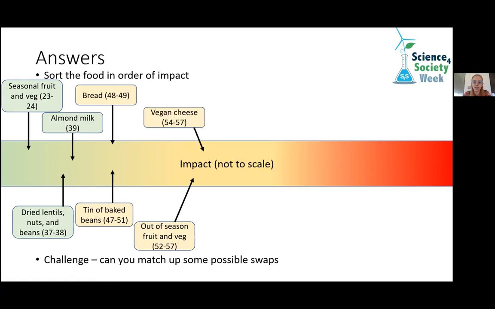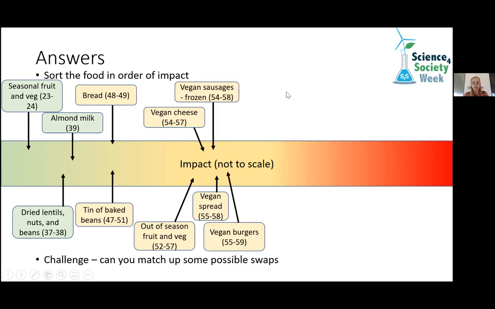Here we have our vegan cheese. So this is cheese made from things like coconut oil. This still has a medium impact. We're still above 50 here, and this is a scale up to 100. Then we've got our vegan spread. So our vegan margarines, vegan alternatives to butter. So this is where they don't have any animal products in. Still medium impact. And then we have our vegan sausages and our vegan burgers coming out with very similar medium impact scores.